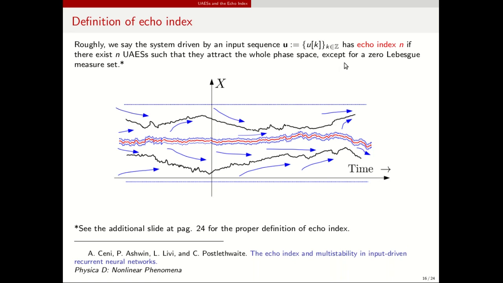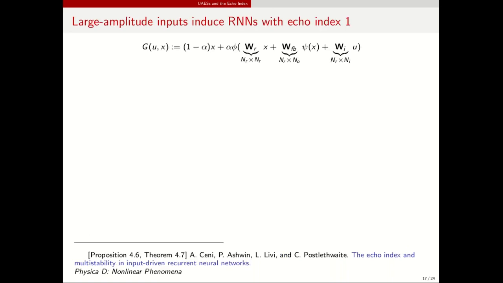Another application of the input-driven fixed point theorem is that we were able to prove, always in this paper here, that recurrent neural networks driven by very large in amplitude inputs always have echo index 1. So using large amplitude inputs will induce recurrent neural networks with the echo state property, right? With just one attracting trajectory for all initial conditions.